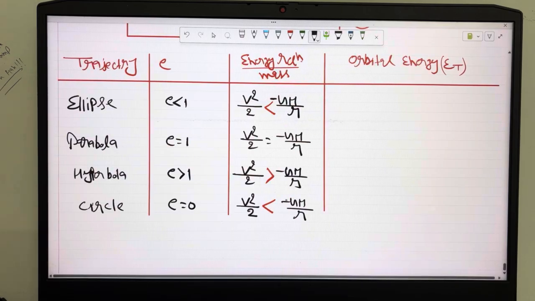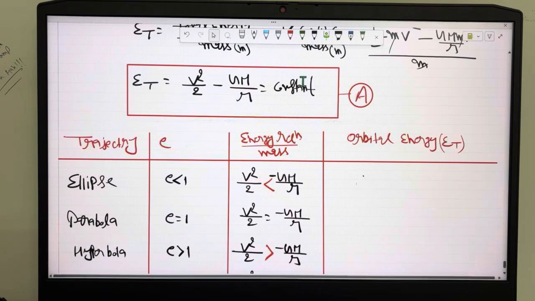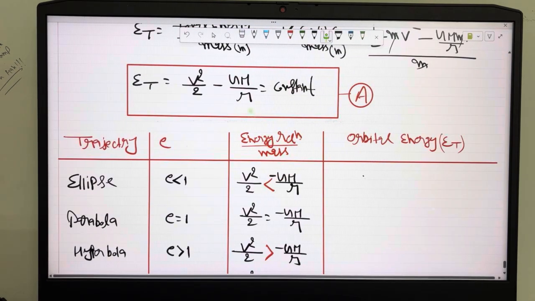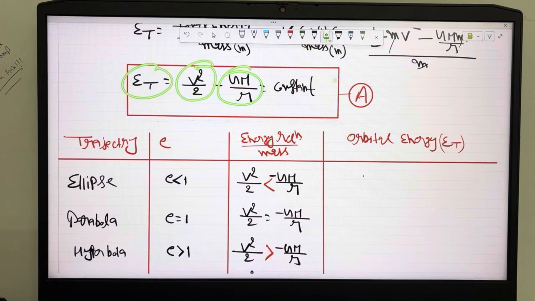Now what will be the orbital energy? If the kinetic energy is less than this one, then from the equation it will be negative, that means less than 0.